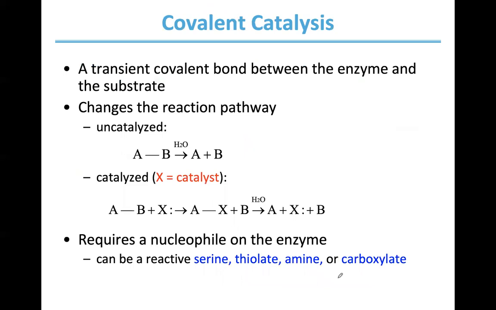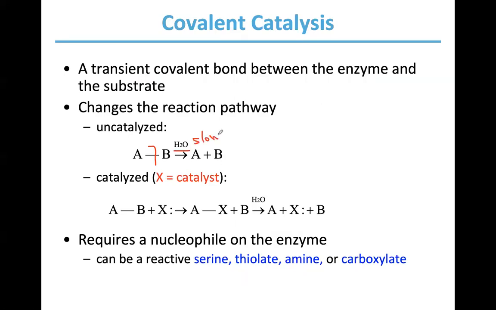Another is covalent catalysis. So here, let's say we need to break the AB bond. So basically it's hydrolysis, right? We're going to break it into A and B. Now the reaction with water is slow.